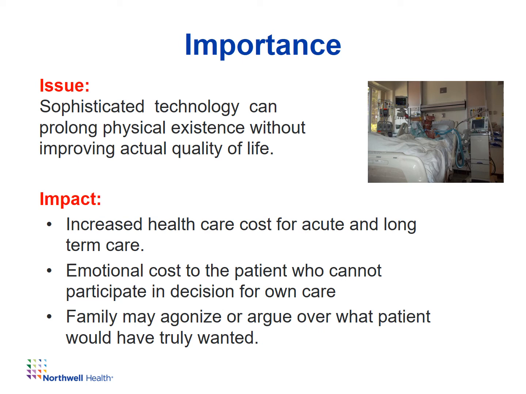Use of sophisticated interventions is costly, especially when utilized over a long period of time. The emotional drain on the patient may outweigh the benefit of longer life, especially if the person cannot communicate his or her desires or needs. The family may agonize or argue over what the patient would have truly wanted. Exploring individual wishes and discussing options well before the onset of illness is actually the best time to begin this process.